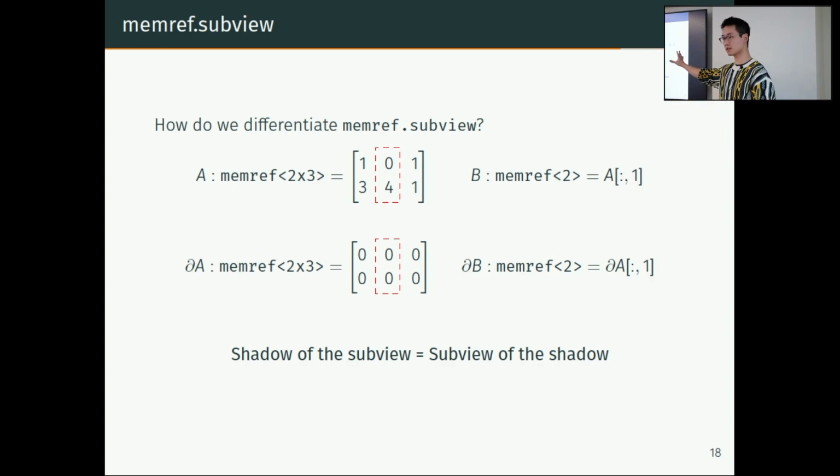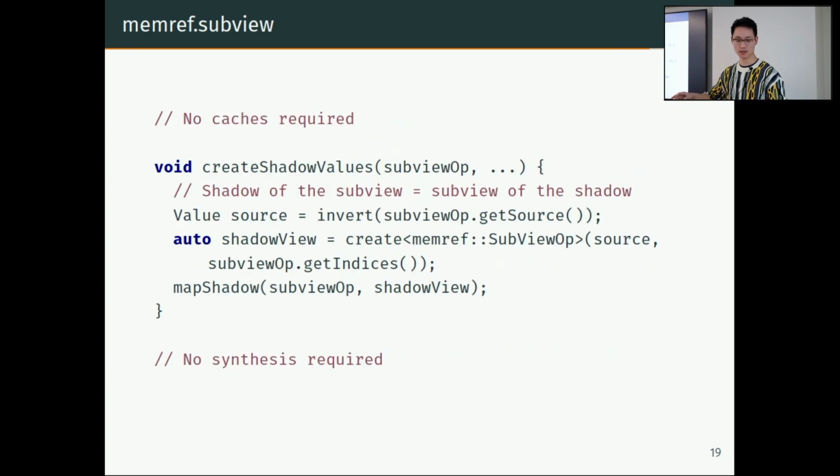All right, so now that we have this conceptual understanding of our plan, the implementation that follows is quite straightforward. Again, we don't need to cache anything. We don't need to synthesize anything. And then the handling of our shadow values, which happens as an initial step, is merely creating the corresponding subview that matches our original subview, only it now indexes into our shadow buffer.